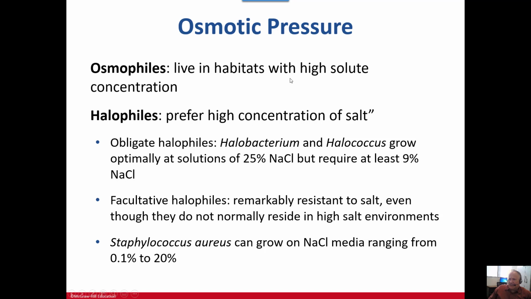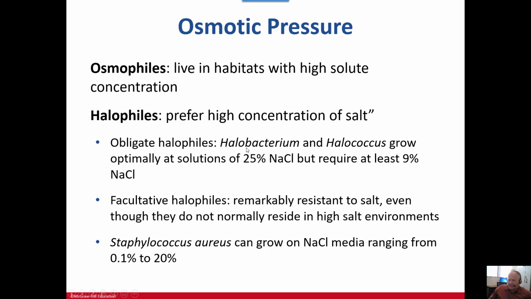Osmophiles live in habitats with high solute concentration. So we're talking about osmotic pressure. The osmo gives you that sort of implication. Halophiles prefer high concentrations of salt, and halo indicates being in a high concentration of salt.